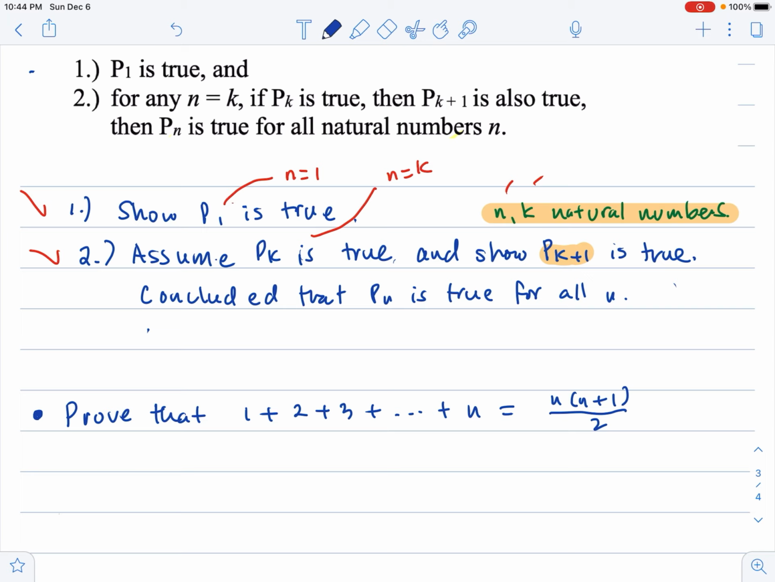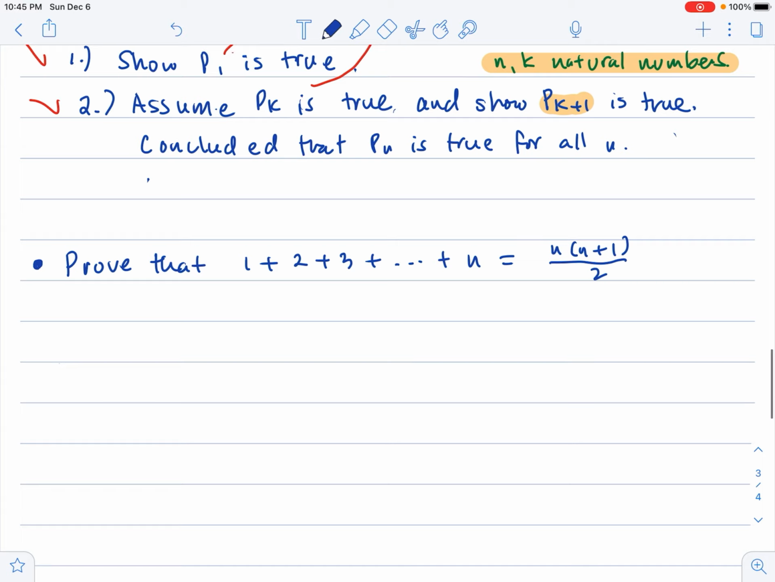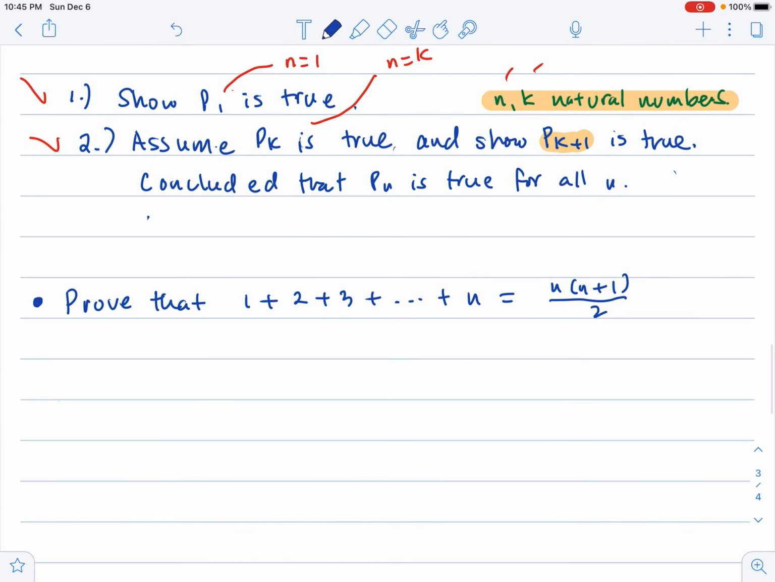Prove that 1 plus 2 plus 3 plus and so on plus n is equal to n times n plus 1 all over 2. So pwede nating itry yung a few cases. No? For example, if n is equal to 1, so 1 equals 1 times 1 plus 1 all over 2. So yung left hand side natin ay 1 and yung right hand side natin ay 1 plus 1 is 2 times 1 is 2 divided by 2 is 1. So true siya for n equals 1.